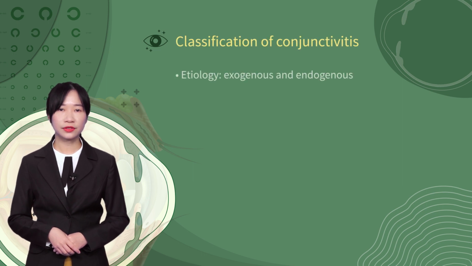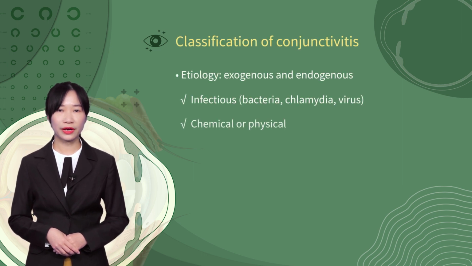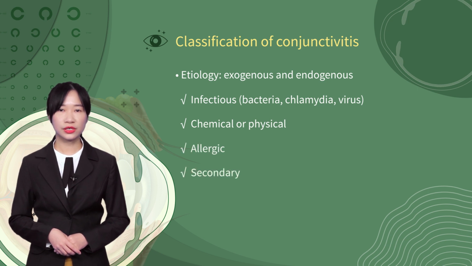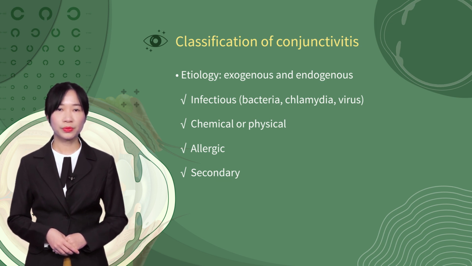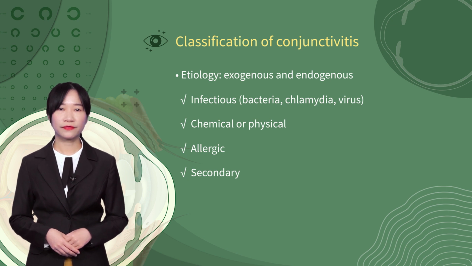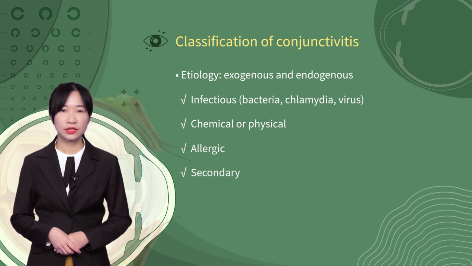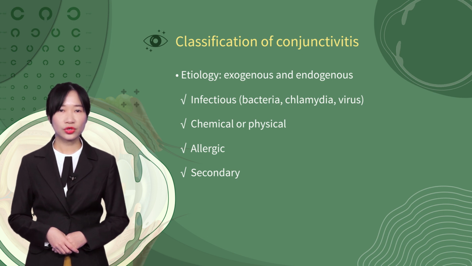Inflammation of the conjunctiva is the most common eye disorder worldwide. The cause is usually exogenous, but rarely it may be endogenous. Because of its location, the conjunctiva is exposed to many microorganisms and other stressful environmental factors. We may see patients with infectious conjunctivitis, which is caused by bacteria, chlamydia, or virus, chemical or physical conjunctivitis, allergic conjunctivitis, and conjunctivitis secondary to dacryocystitis or canaliculitis.